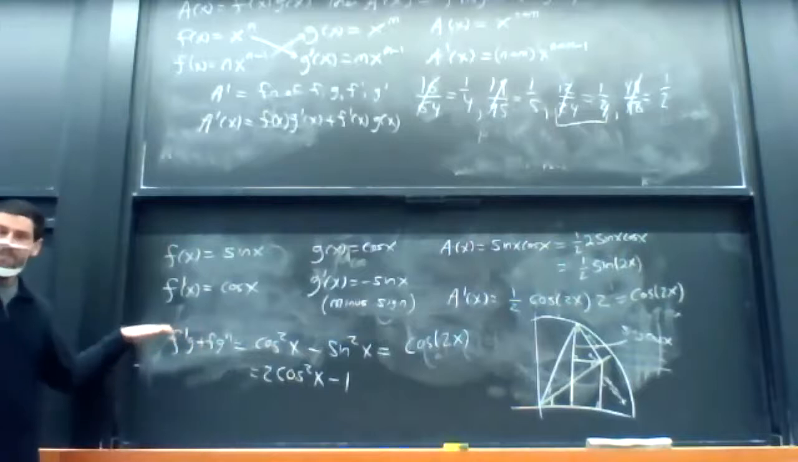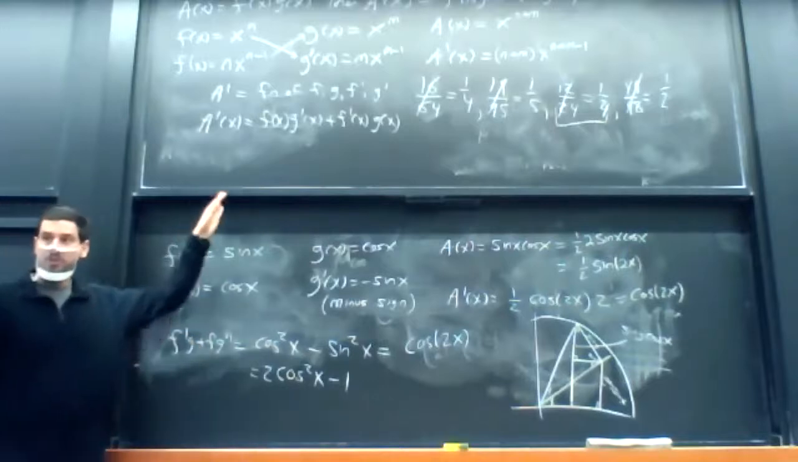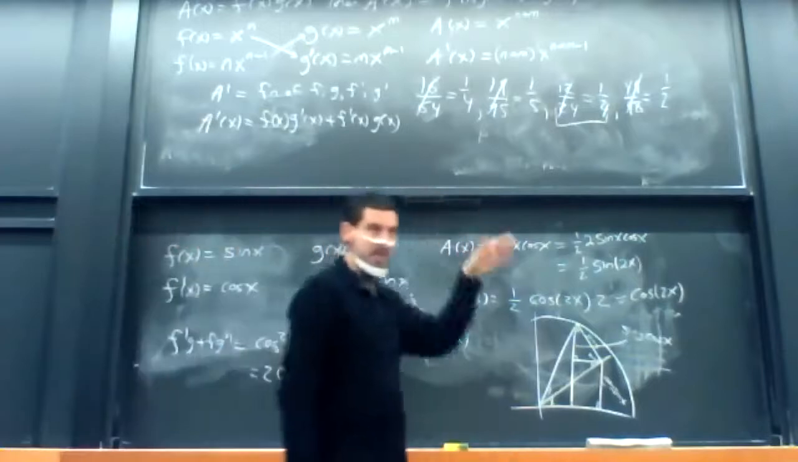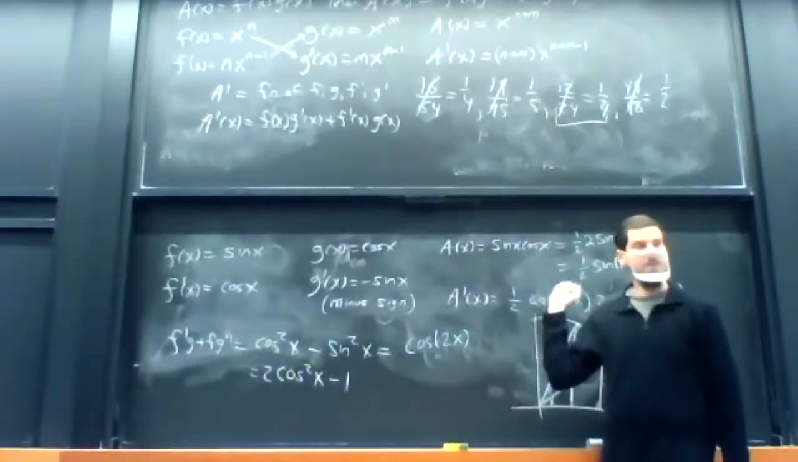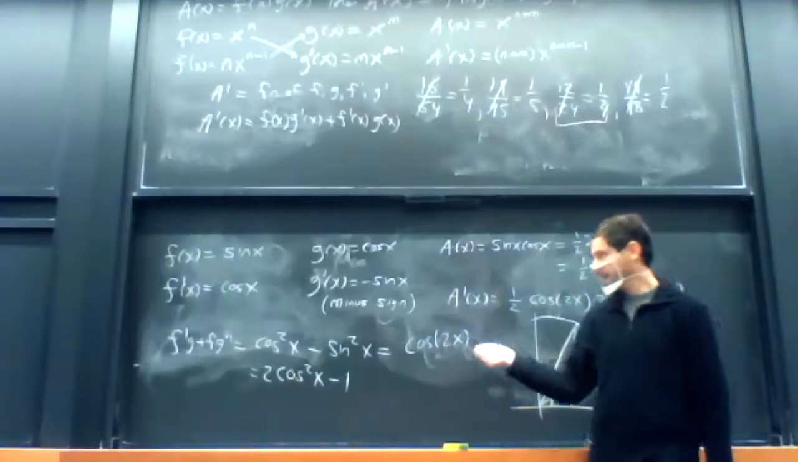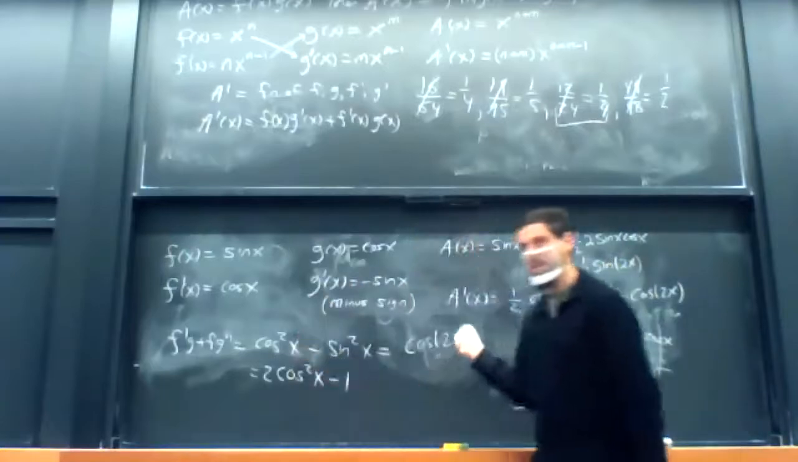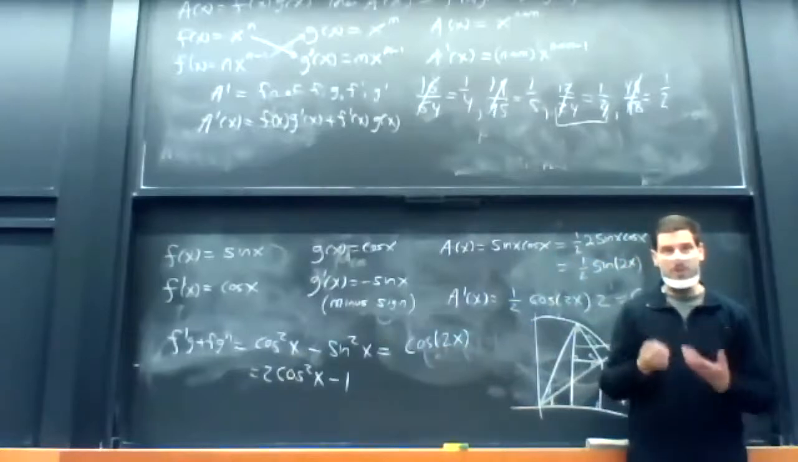Do you feel more confident now about the product rule? It didn't just work for x to the n, x to the m. It worked for sine and cosine. Does that give you more confidence? Yeah, this is a much harder example, and the solution as to why they're equal now involves a trig identity. So I feel a lot more confident.